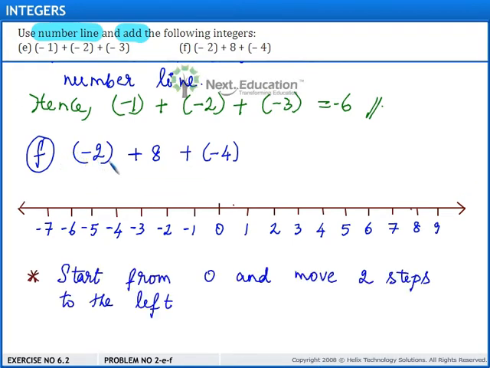To add -2, 8 and -4, the first step would be start from 0 and move 2 steps to the left since we have -2 here. So we have to start from 0. From 0, we have to move 2 steps to the left. We will reach -2.